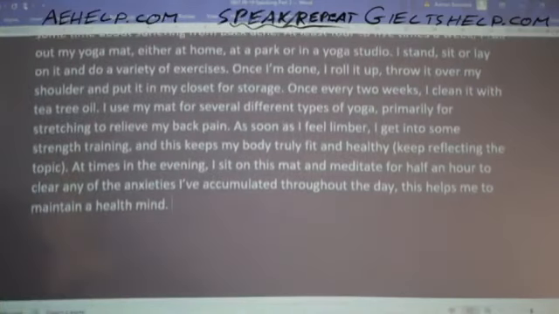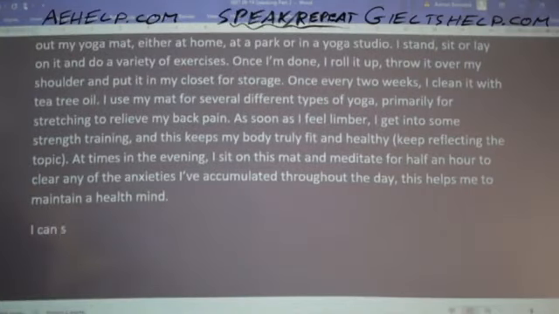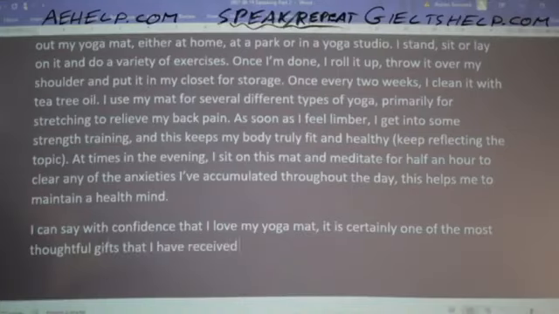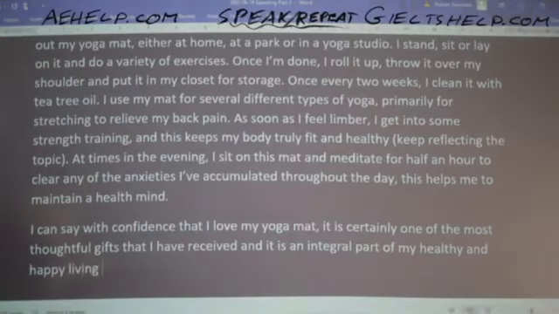Okay, I can say with confidence that I love my yoga mat. It is certainly one of the most thoughtful gifts that I have received, and it is an integral part of my healthy and happy living routine.